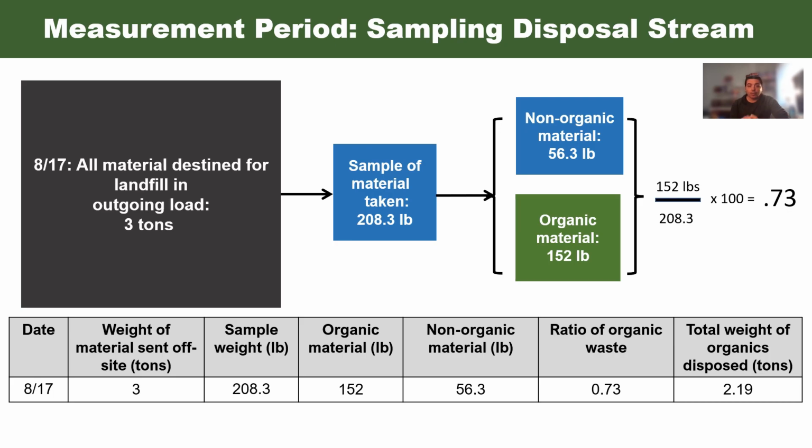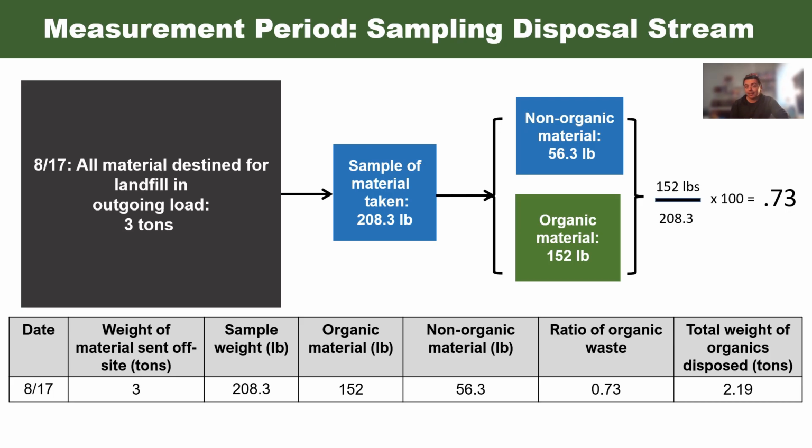So in order to get the organic ratio that we need, we take the 152 pounds of organic waste and we divide it by that total weight of 208.3 pounds. We multiply it by 100, and that gives us an organic ratio of 0.73. What we can do now with that ratio is multiply that by the 3 tons that we sent off site that day, and we now get a total of 2.19 tons of disposed organics. And that tells us of that 3 tons that we sent for disposal, 2.19 of it is actually organic.